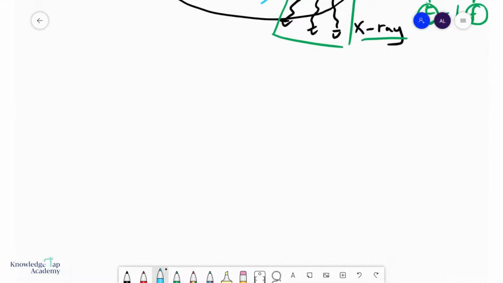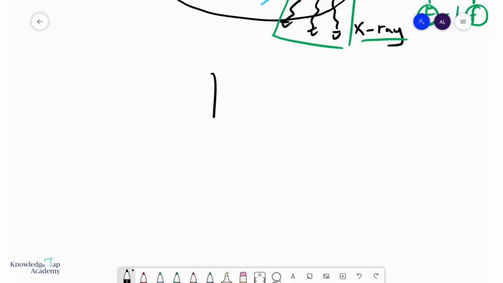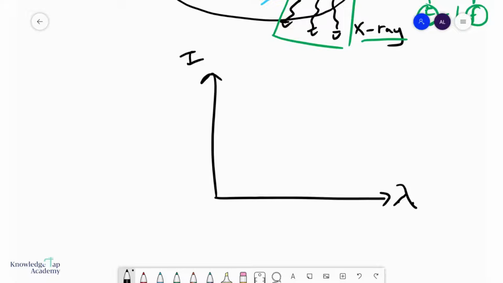And so these X-rays, upon an analysis, okay, we're going to get a spectrum that looks something like this. So if we plot the wavelengths of the photons detected with intensity, you're going to get a nice little shape that looks a little bit like that.